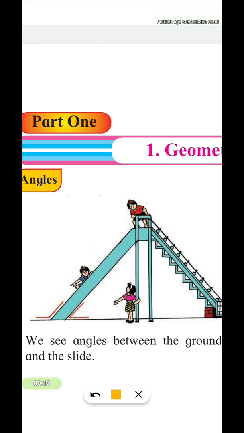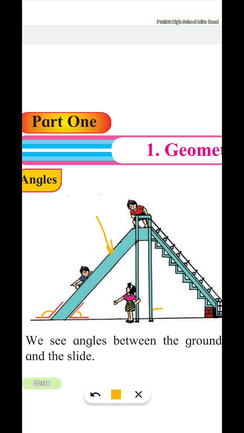Here is the slide. The slide makes an angle with the ground. This is the ground. So this is the angle. The slide also makes an angle on the other side. So this is the other angle.